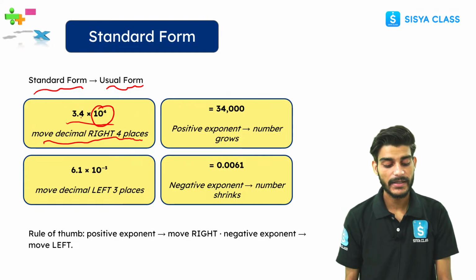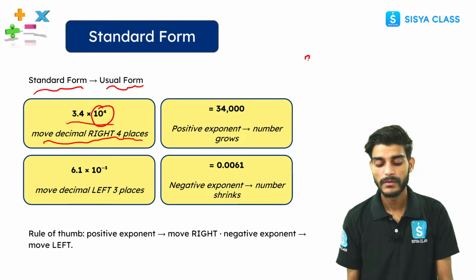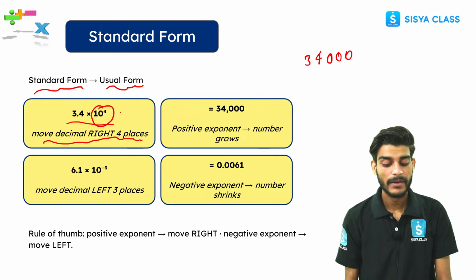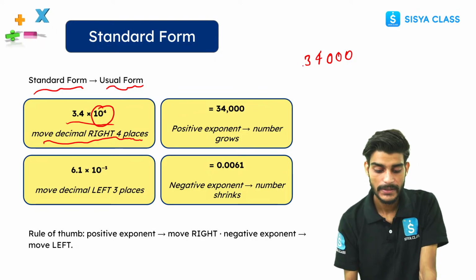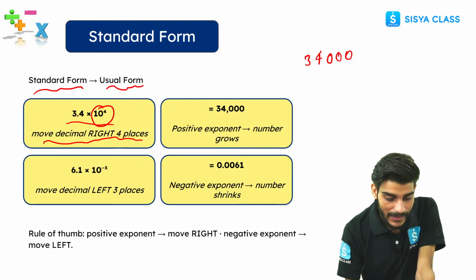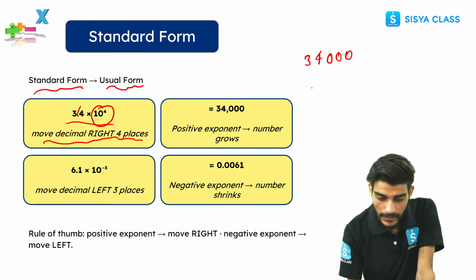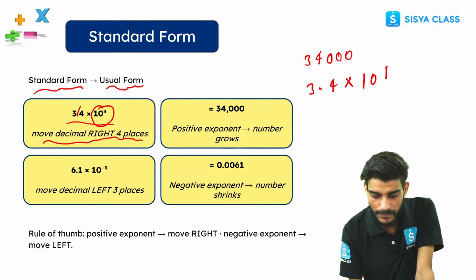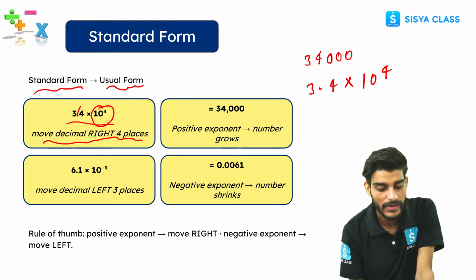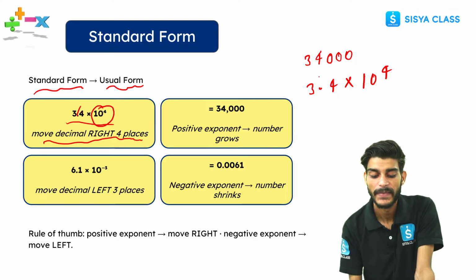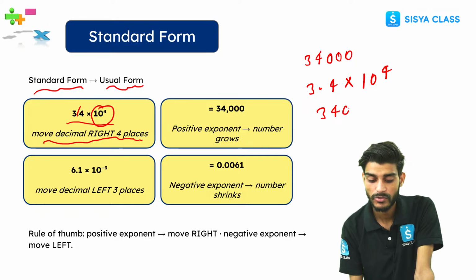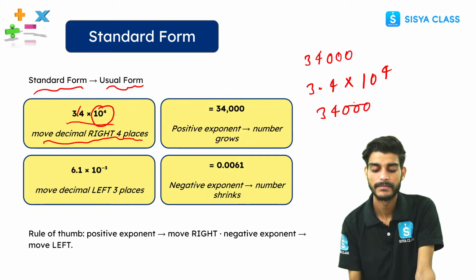So 34,000, right? Why? Because if I remove this decimal, see here 3.4 into 10 raised to the power 4. What does it say? Move the decimal right 4 places. So right 4 places means 3 4, 1 place, 2 place, 3 place, 4 place. Simple.